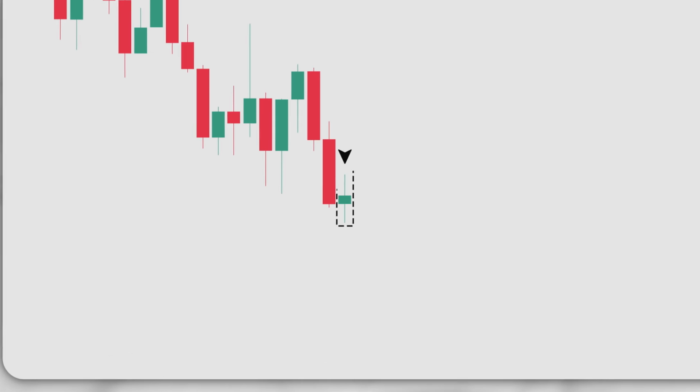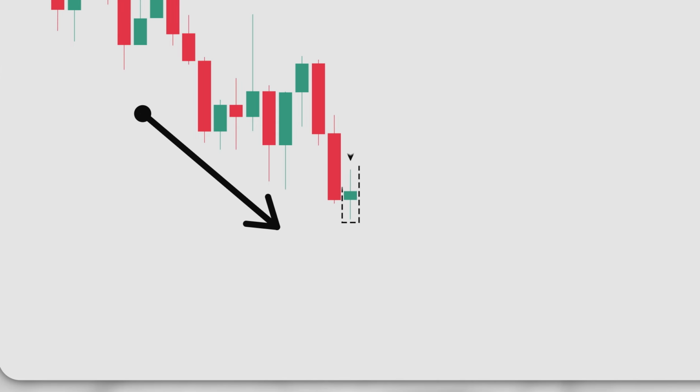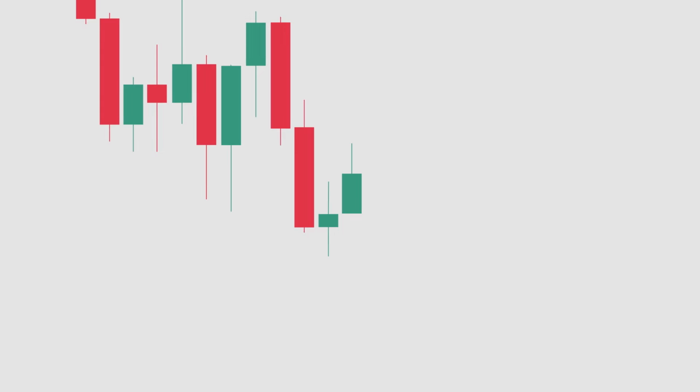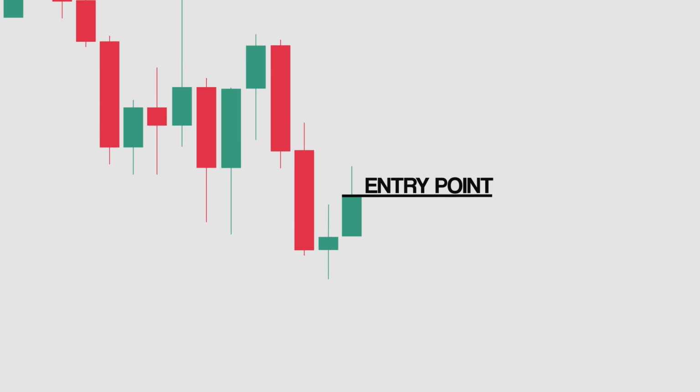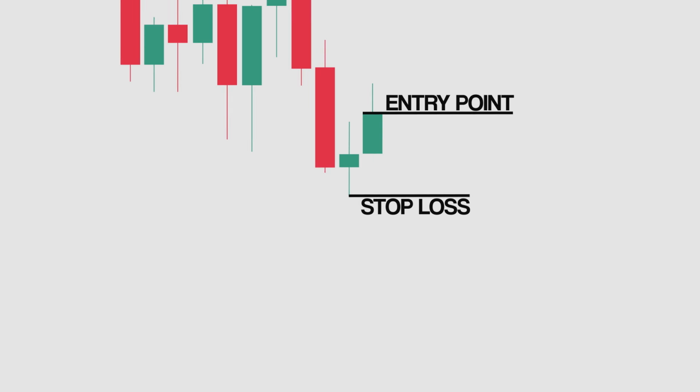Now let's move to the chart. Here we see a bullish spinning top forming in a downtrend, which suggests a possible reversal. We wait for confirmation in the form of the next bullish candle. We enter a long position at the close of that candle. The stop loss is placed below the lower wick of the spinning top candle.